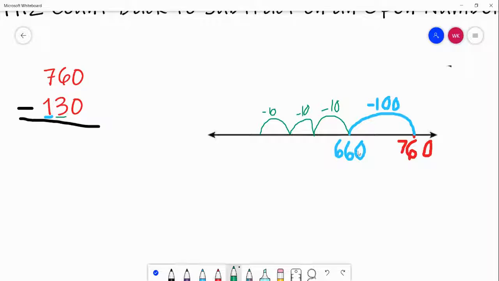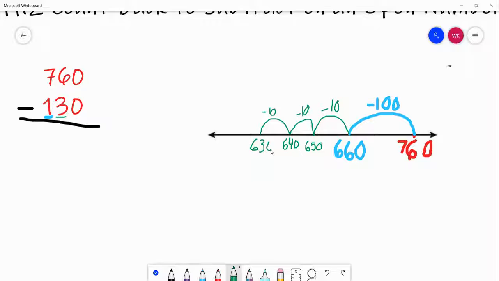All right, so then we're at 660 minus 10, which gives us 650. Then we're at 650 minus 10, which gives us 640. And then we're at 640 minus 10, which gives us 630.